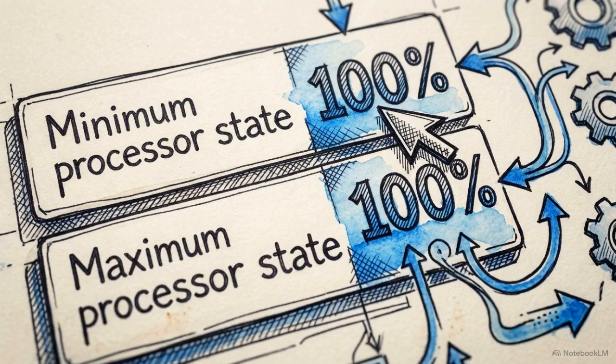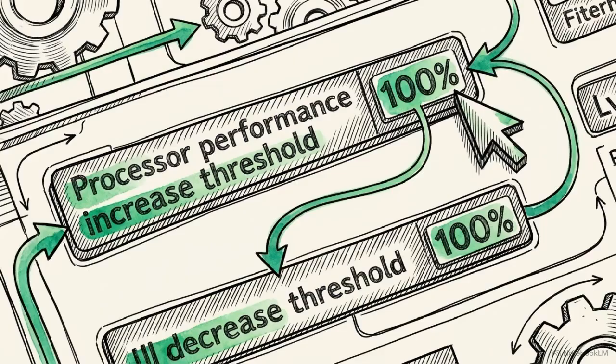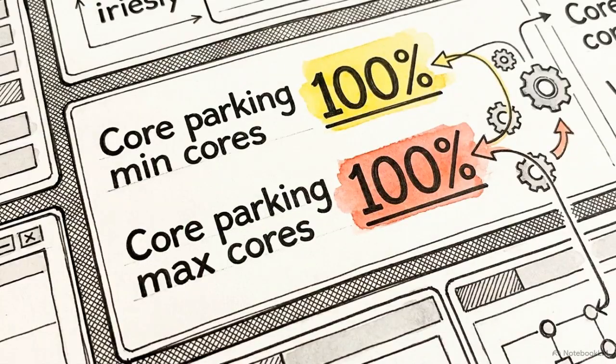Change both the minimum processor state and maximum processor state values to exactly 100%. Next, locate the Processor Performance Increase Threshold and Decrease Threshold. Set them both to 100%. Finally, configure both the minimum cores and maximum cores for core parking to 100%.